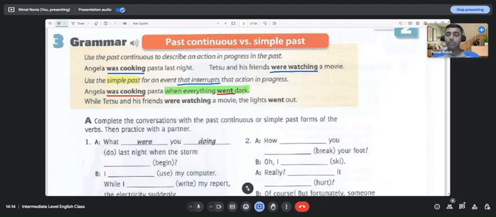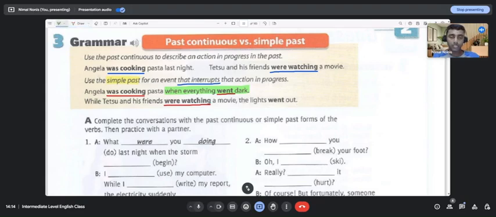While Tetsu and his friends were watching a movie. So these two were watching a movie. So this is in the past continuous tense. Were watching a movie means that it is in the past continuous tense. While Tetsu and his friends were watching a movie, the lights went out.